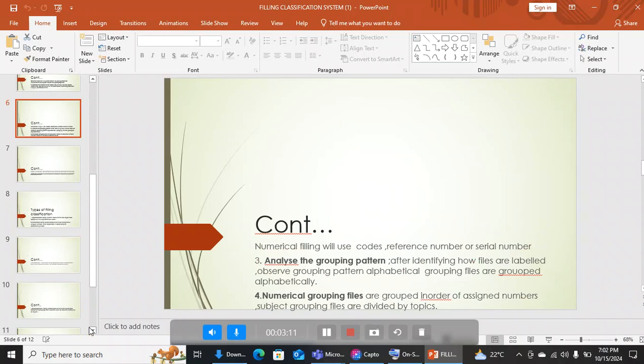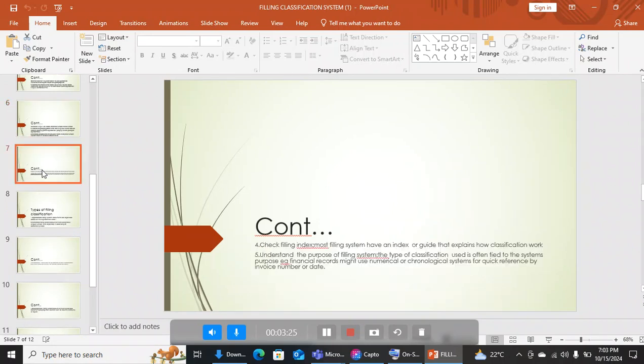The fourth one is numerical grouping of files. Here you group in order of assigned numbers. Subject grouping: files are divided by topics. The next one is check file indexing. Most filing systems have an index or guide that explains how classification works.